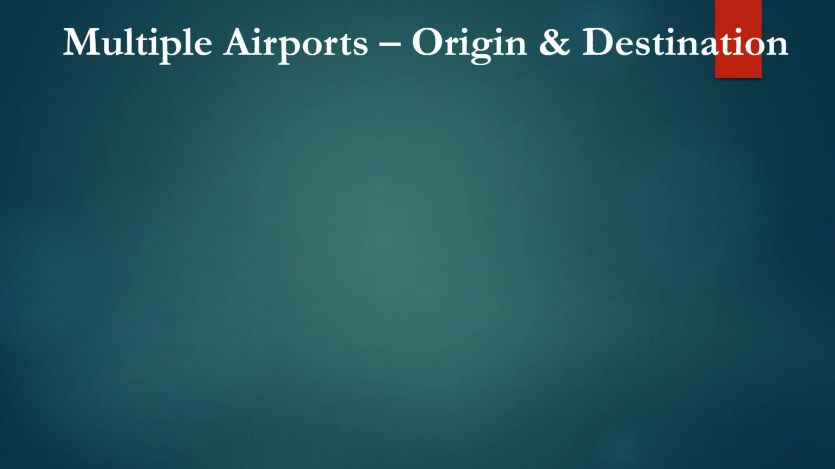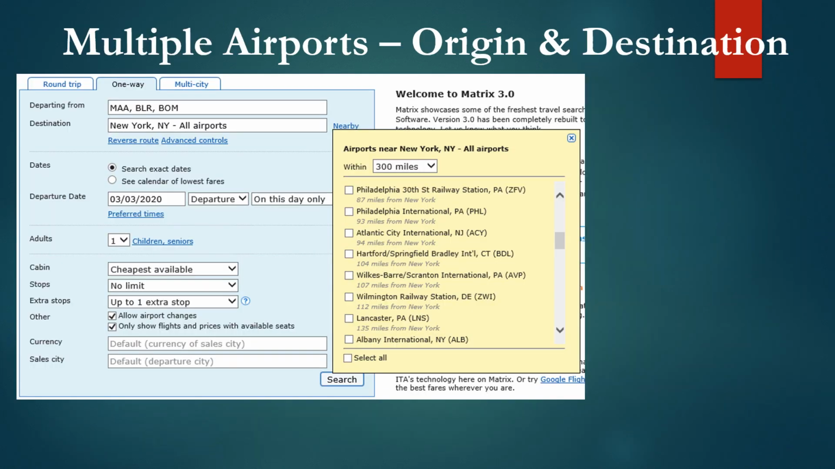The first feature that we are going to see is multiple airports. It allows you to enter multiple airports both for the starting point and also the destination. It gives you 2 ways to enter that. If you know the airport codes, you can directly enter the airport code. If you do not know the airport code, you can click on nearby and the system will show you all the airports that are nearby and you can choose whichever airports you want.